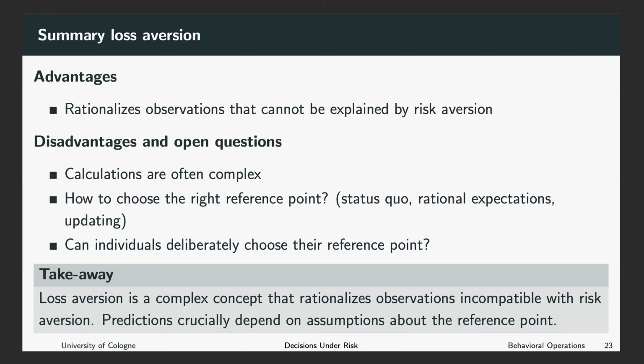As we have seen, a great advantage of loss aversion is that it rationalizes observations that cannot be explained by risk aversion or risk neutrality, for example. So we have seen settings where risk aversion and loss aversion make way different predictions, and the prediction of loss aversion is what actually happened in the real world or in the lab.